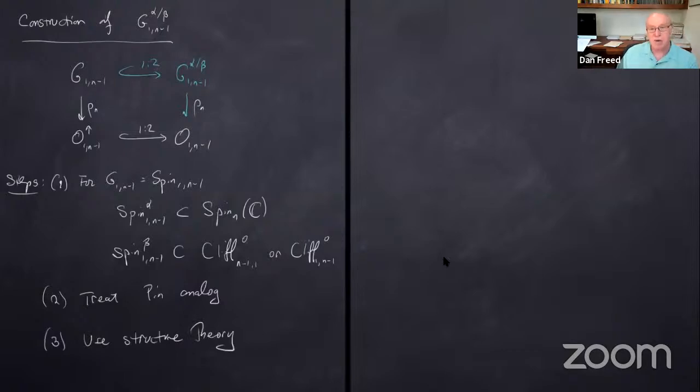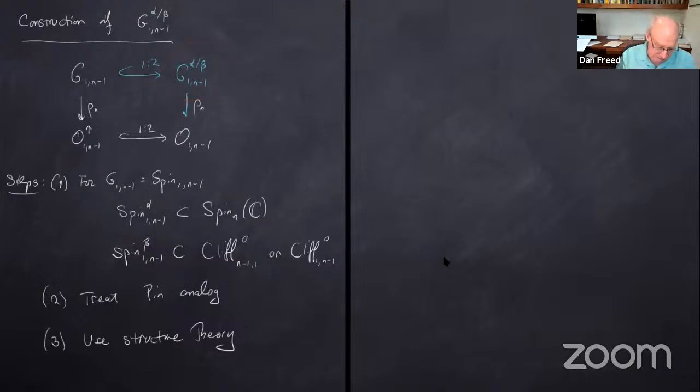In other words, once we know what happens for these basic cases, and we know that essentially the general group is a product, then we can use that to construct these general extensions that we need. So those are the constructions.